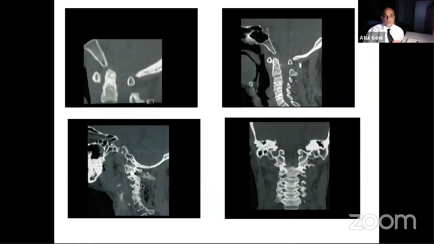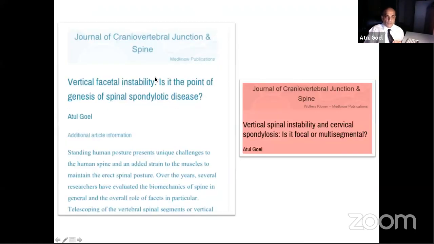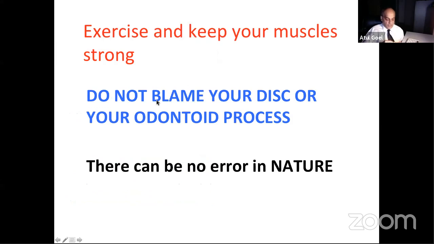It indicates to you the potential vertical spinal instability, which is the cause of problem not only of the atlantoaxial joint, but the entire spinal spondylotic disease is an issue of vertical spinal stabilization. So my recommendations for you will be exercise and keep your muscles strong.